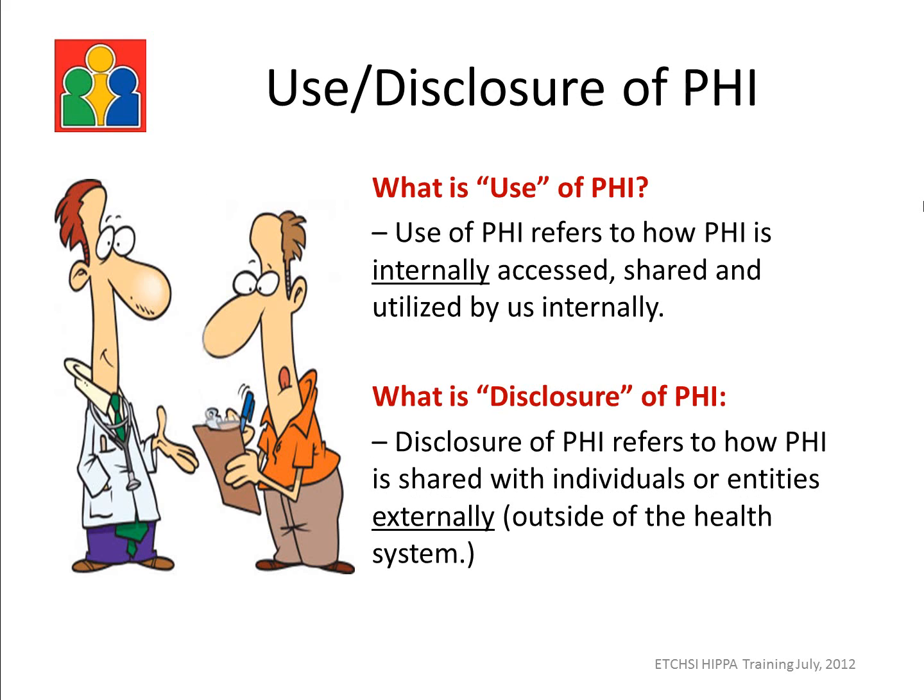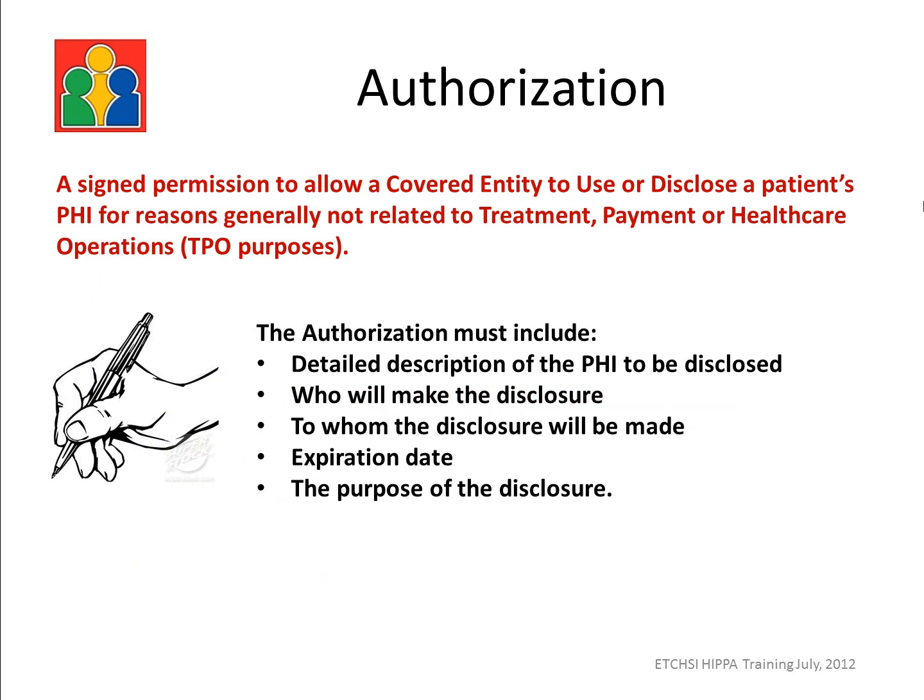The main difference between use of PHI and disclosure of PHI is the relation to the entity using the information. Any PHI utilized internally by the entity is considered use, and any PHI that is given or transmitted to external entities is considered disclosure. An authorization is required by the privacy rule for uses and disclosures of protected health information not otherwise allowed by the rule.